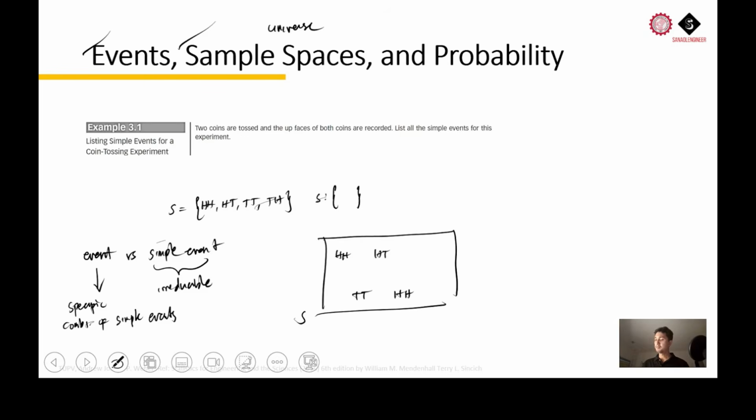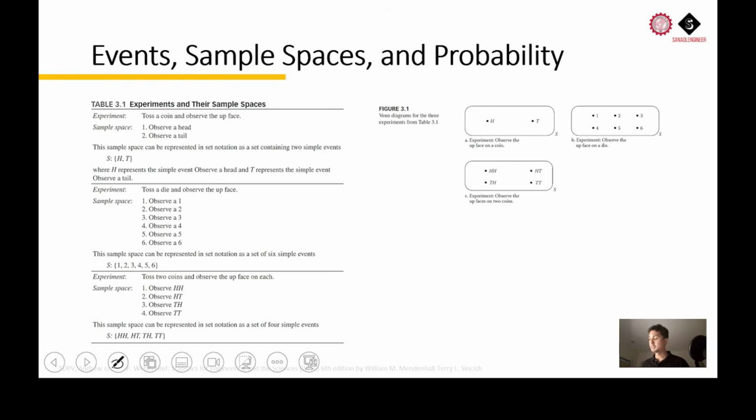Okay, so let's continue. Let's have more examples here. Here we have table 3.1, experiments and their sample spaces. Experiment: toss a coin and observe the up face. Remember, observe or measure are the same. So the sample spaces are you measure a head or you observe a head. The other one, you observe a tail or you measure a tail. So the sample space contains only two simple events because the outcome of tossing one coin is only two.